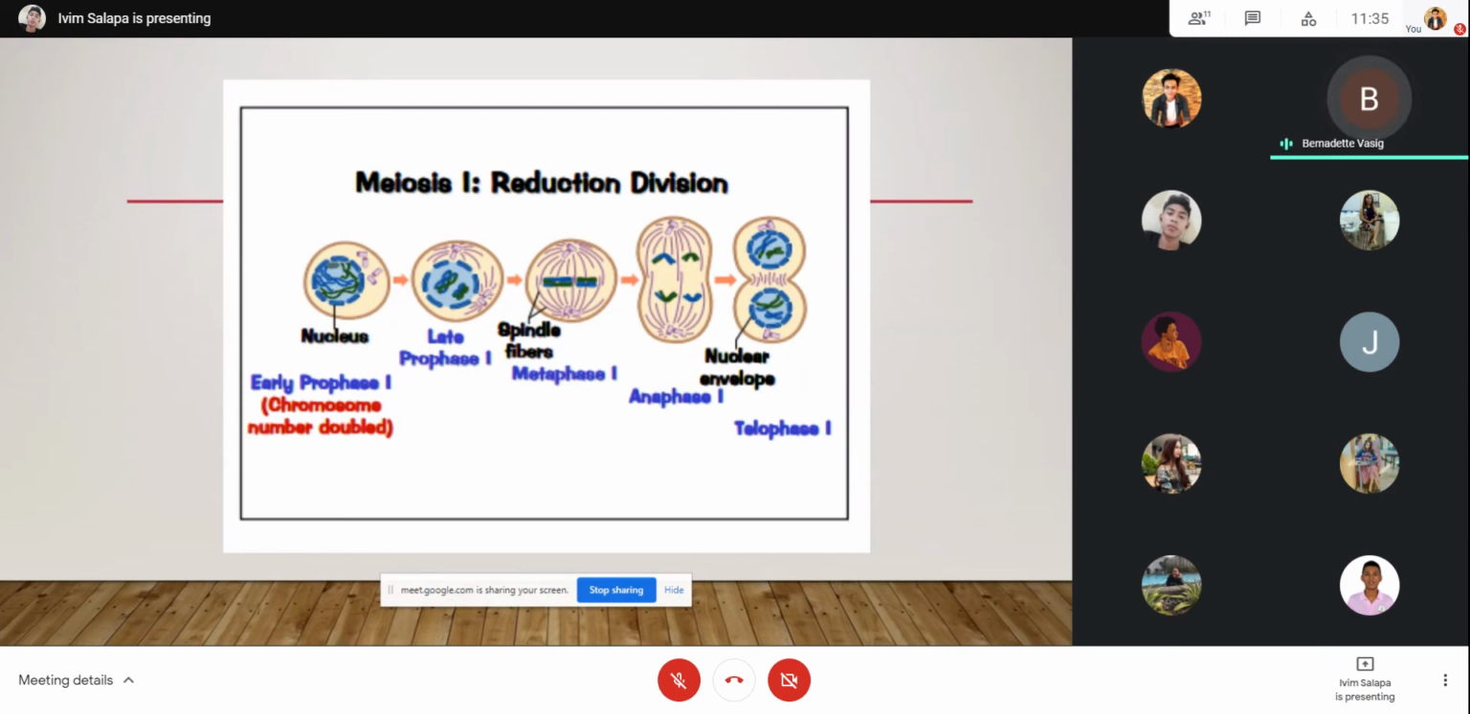It doesn't mean that they pair during fertilization, right? Yes, ma'am. Okay. Go on, Mr. Salapa. So what's the difference between prophase of mitosis and meiosis 1?